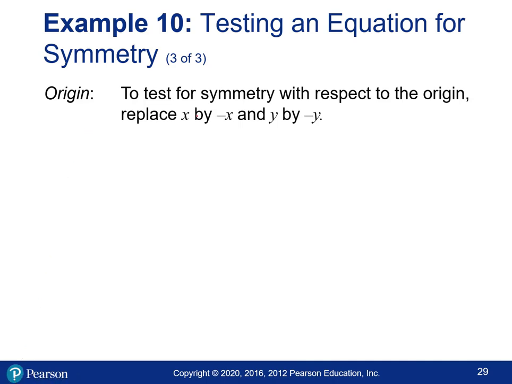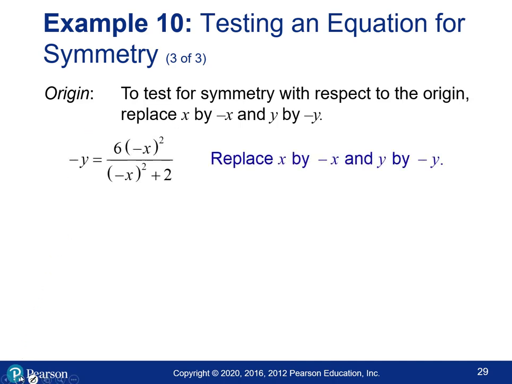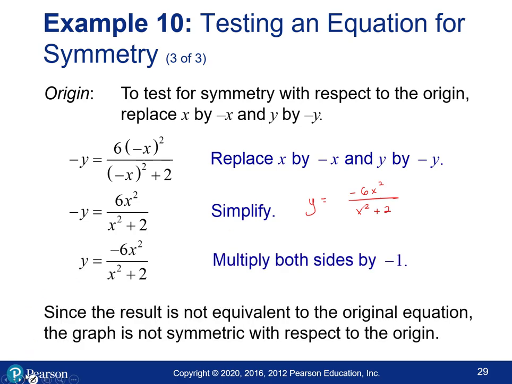And then our last one, origin symmetry: we're going to plug in negative x and negative y. And on this one, when you simplify, notice this is not the original. The original didn't have a negative y. Again, you could divide by -1 and say y equals negative 6x squared over this denominator. That's another way to tell that this is not the original, that negative is making it different. And so there is no symmetry with respect to the origin. So this one had only symmetry with respect to the y-axis.